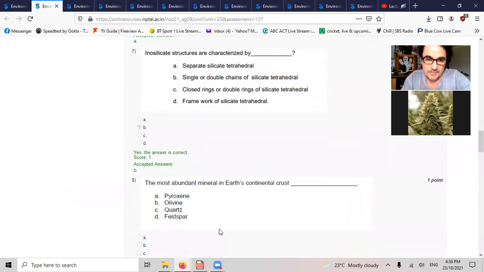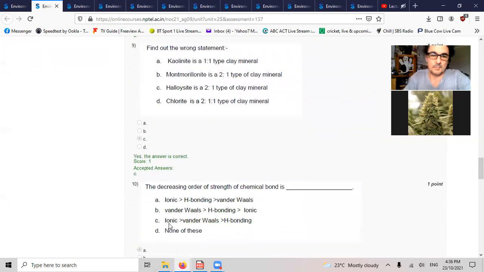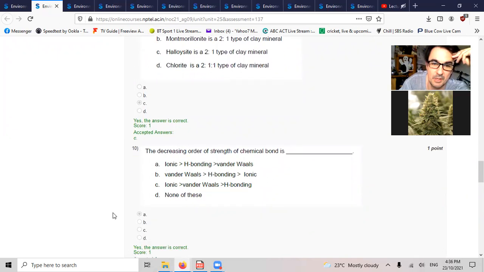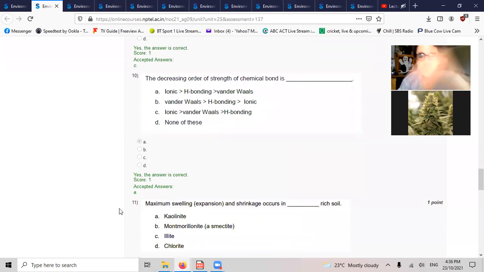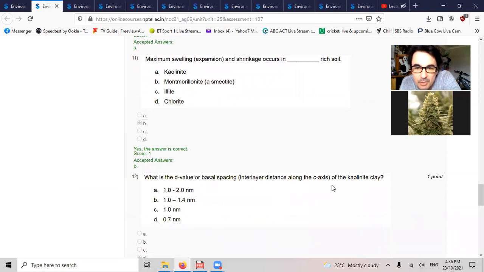Most abundant mineral on earth is feldspar. Find out the wrong one. Kaolinite, montmorillonite. C. Decreasing order of strength of chemical bond is ionic, H bonding and van der Waals. Maximum swelling, expansion, shrinkage occurs in really good organic matter soil. So that's the montmorillonite. D value of the spacing of the kaolinite is 0.7.